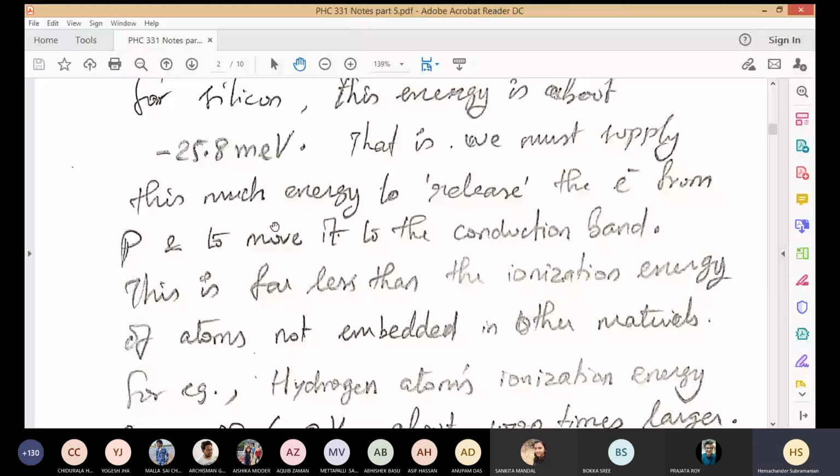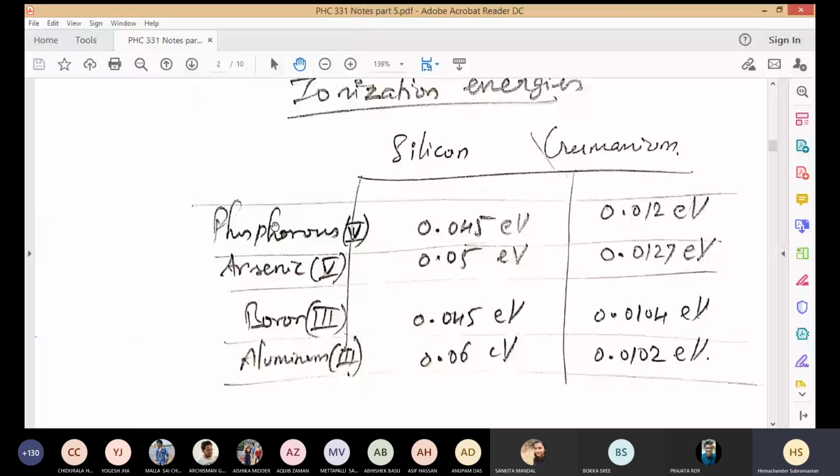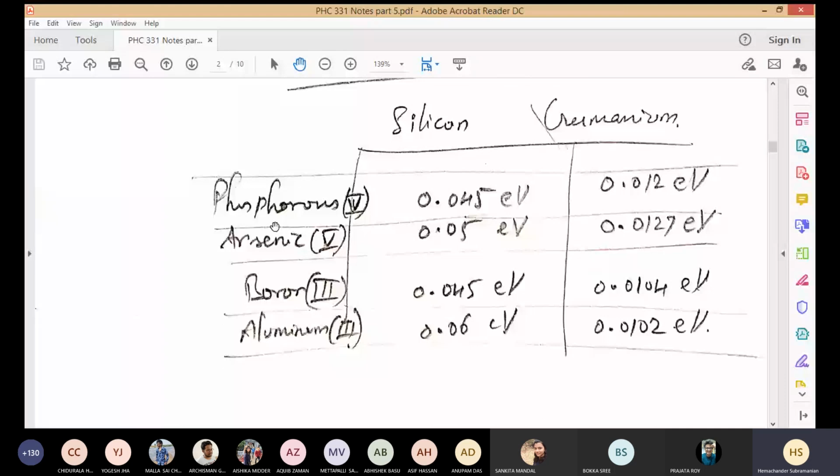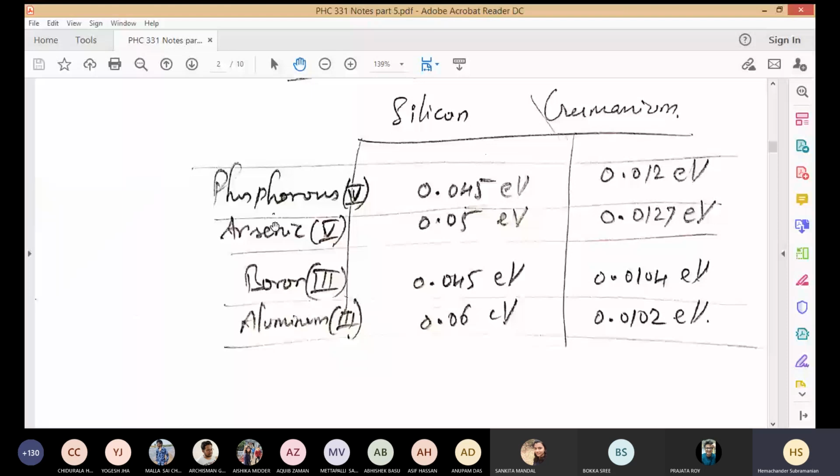So I'm just listing out some of the ionization energies. These are available in Donald Neamen's book. If you have the book, these are already there. I just copied it for completeness' sake. You can take a look at it. It's about 45 milli-electron volt for phosphorus in silicon, 12 milli-electron volt for phosphorus in germanium and so on. The values are different because these values are dictated by the effective mass. I'll argue that later below.